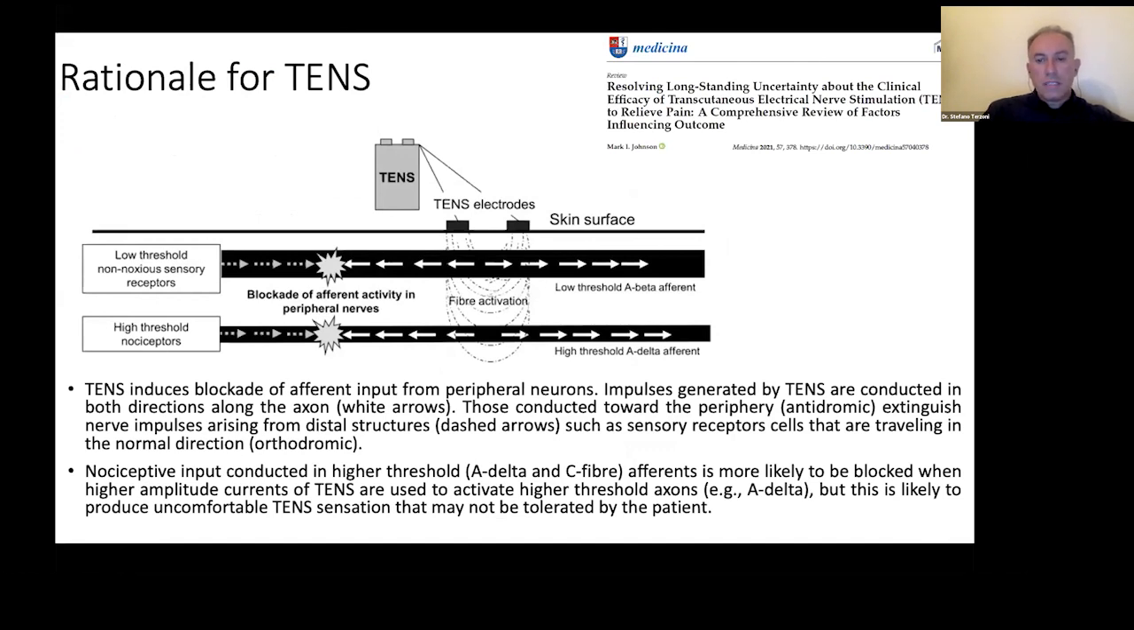We will see that the impulses generated by the TENS travel in both directions along the axon, and those conducted toward the periphery antagonize the nerve impulses arising from the distal structures. So we have the dashed arrows, and vice versa. Nociceptive input conducted in higher threshold fibers, called the A delta and C fibers, is more likely to benefit from higher amplitude currents of TENS.